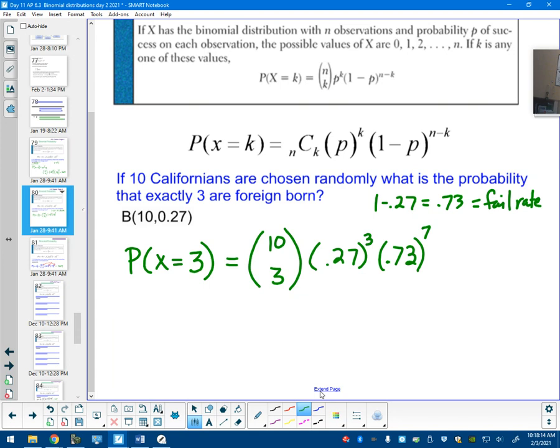Okay, so you could work that all out in pieces. You could do this and get 120, then put that into your calculator and get that number, and then put that into your calculator and get that number, and then you could multiply all three of them. Not my favorite choice.